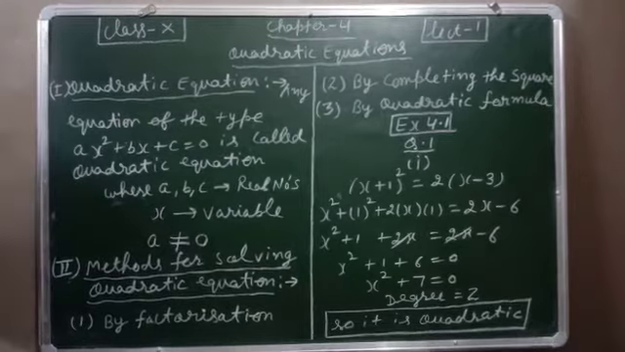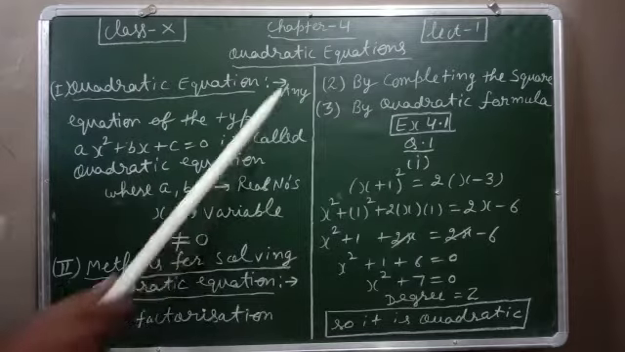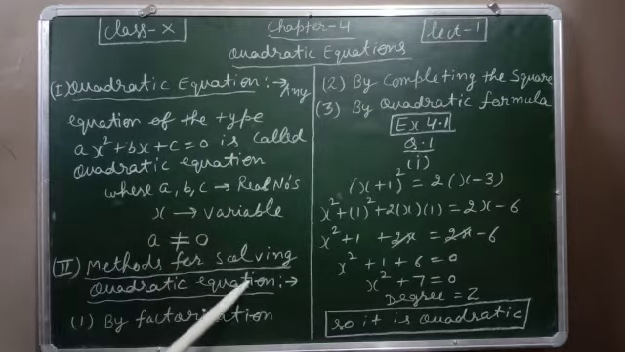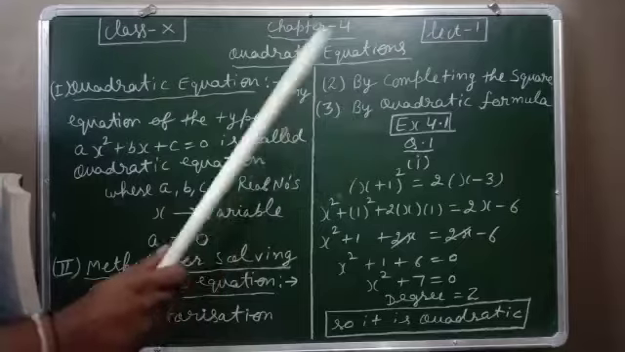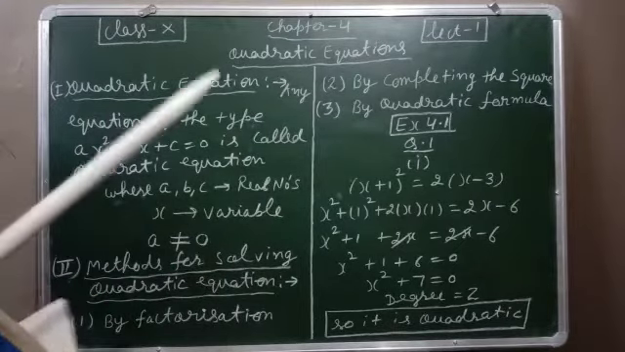Welcome to chapter number 4, that is quadratic equations. Recently we completed chapter number 3, that is pair of linear equations in two variables. We had two methods for solving the questions of chapter 3, graphical and algebraic. In algebraic we have three methods. In the same way, if we check quadratic equations, here we again have three methods. But before discussing the methods, first we have to discuss the quadratic equation.